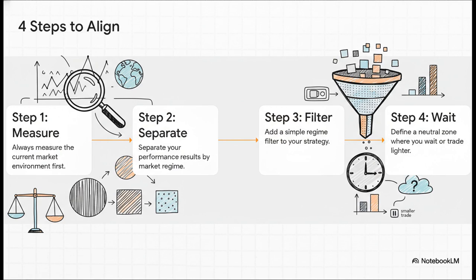Second, go back and analyze your strategy's past performance, but split it up by these different regimes. Third, based on that analysis, you add a simple filter. And fourth, and this one is huge, define a neutral weight zone where you just admit the conditions aren't great and either stay out or trade much smaller.